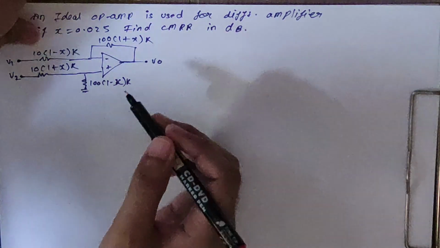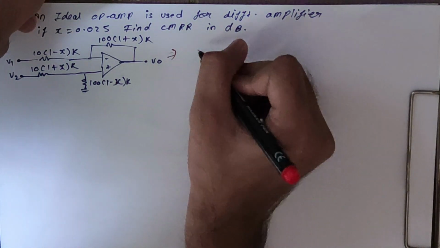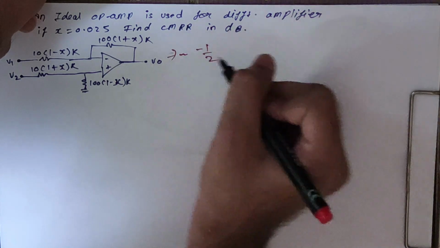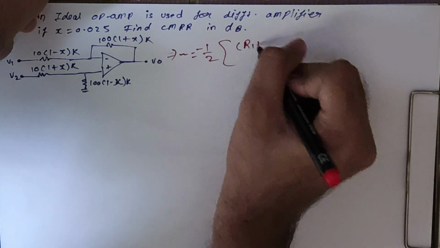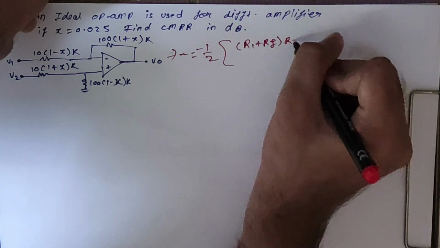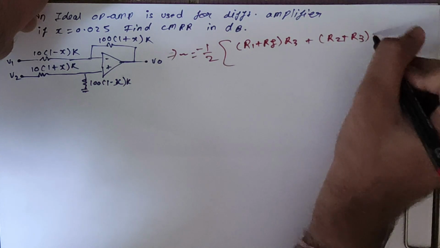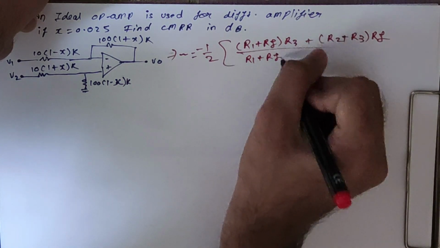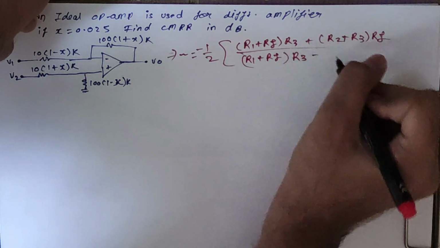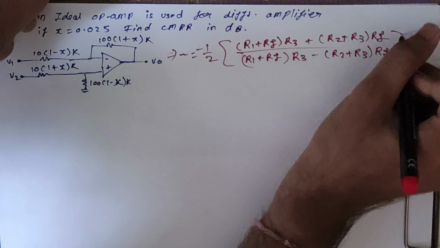Okay, so let's start with the answer. We are going to use the formula: CMRR equals minus 1 by 2 into R1 plus RF into R3 plus R2 plus R3 into RF, upon R1 plus RF into R3 minus R2 plus R3 into RF, right?